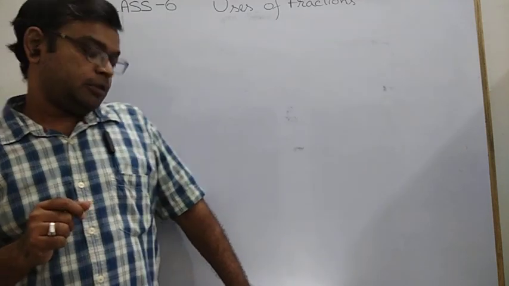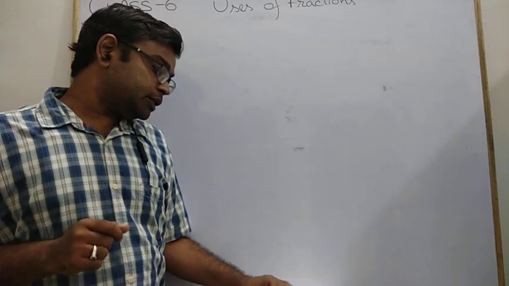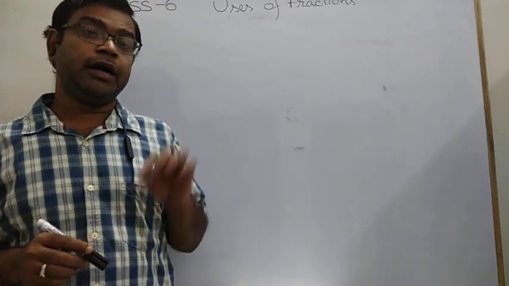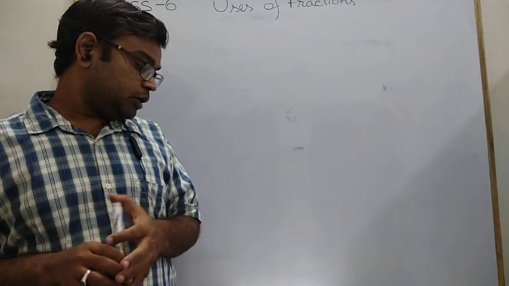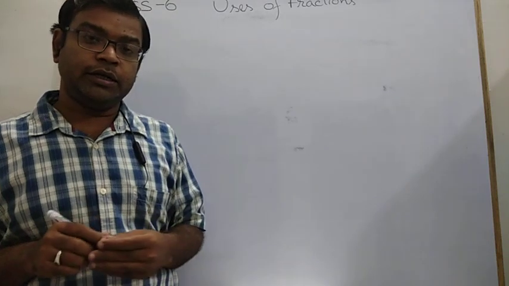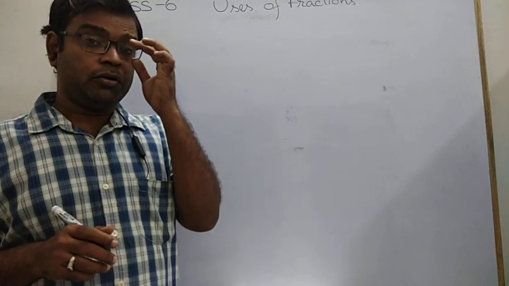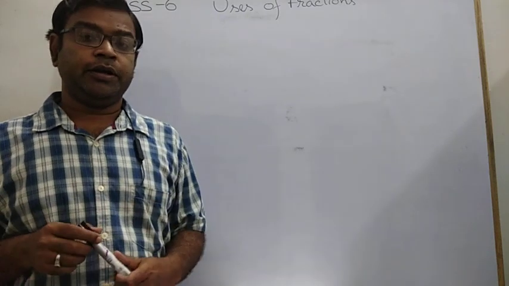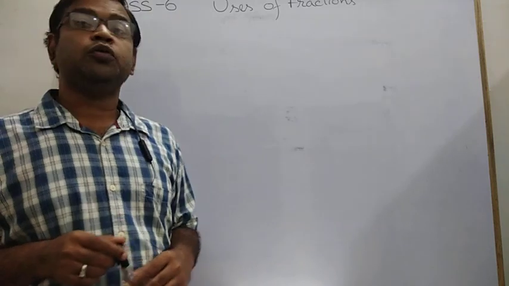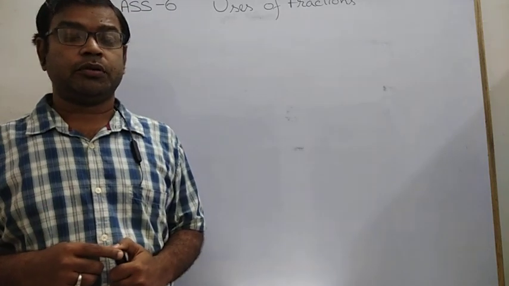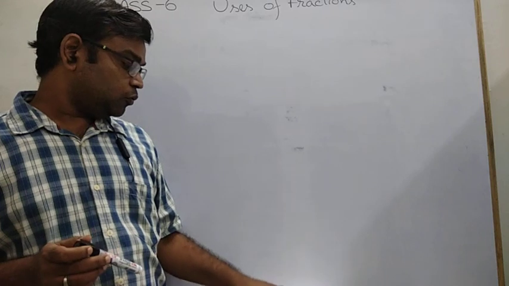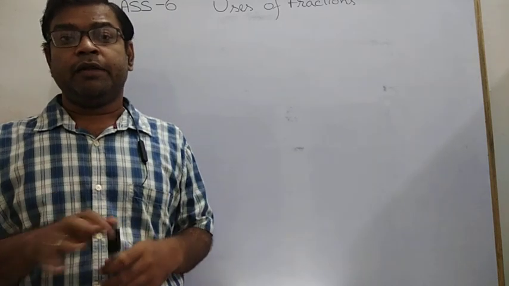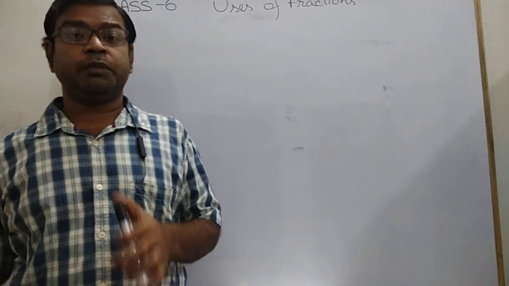Now let's start. This question says that Shivani read 25 pages of a 100-page book. It means the total number of pages is 100, and Shivani read 25 pages. And then her friend Nandini read 2/5 of the same book. The question asked to you is, who read less? It means you compare them and find out which part is smaller.